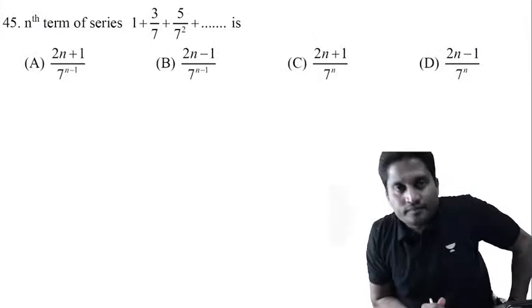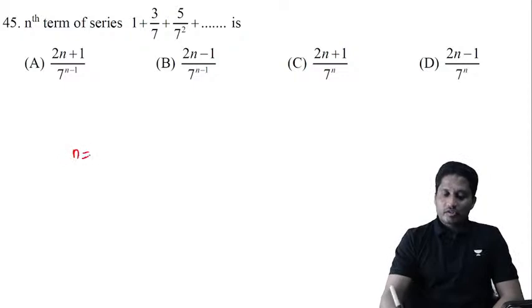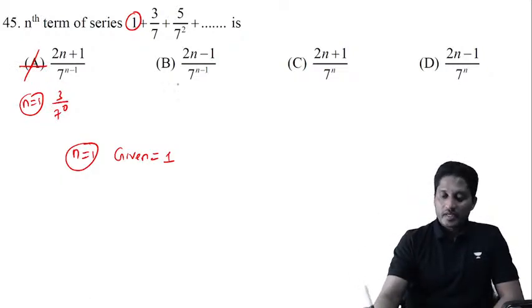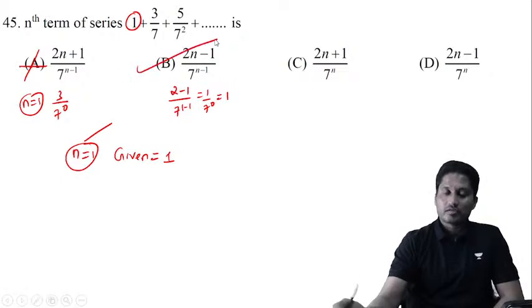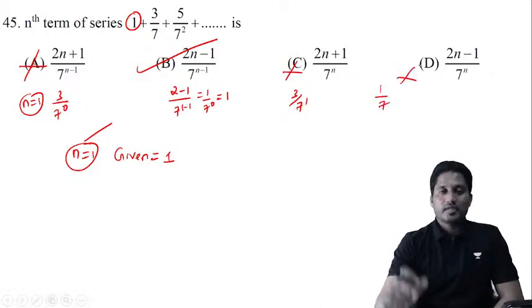Question number 45. See, in this, no need to do the problem. If I use the shortcut, if I put n equal to 1, given term is first term. First term is 1 only. Now I'll substitute in the options and check where I am getting 1. If I put n equal to 1 in the first option, you get 3 divided by 7 power 0, which is not possible. I'm supposed to get 1. Here if I substitute 2 minus 1, 7 power 1 minus 1, 1 by 7 power 0, which is equal to 1. This is true. Here if I substitute, you get 3 by 7 power 1. This is not possible. 2 minus 1 is 1, 1 by 7. This is also not possible. Answer is option D only.